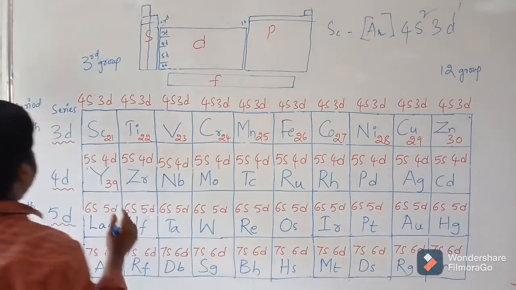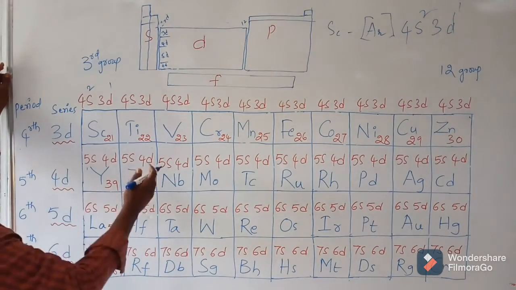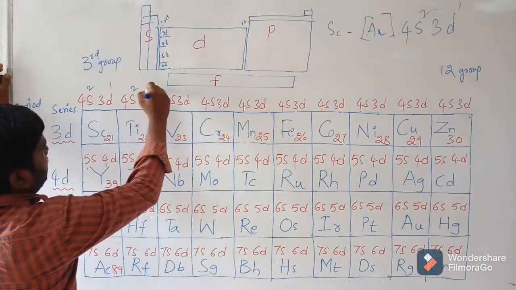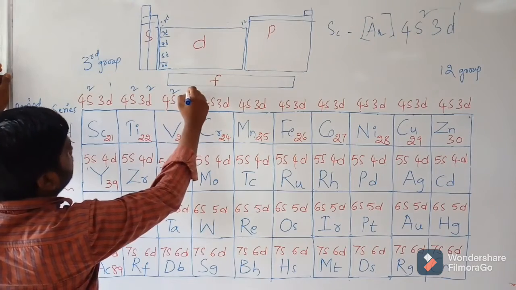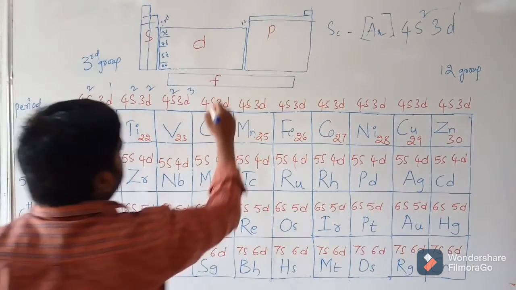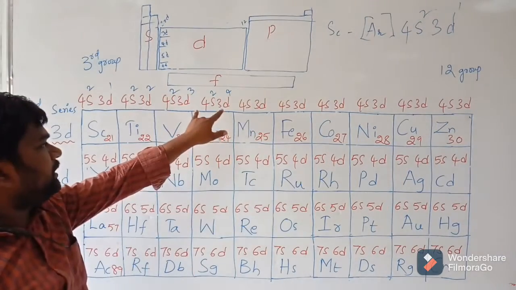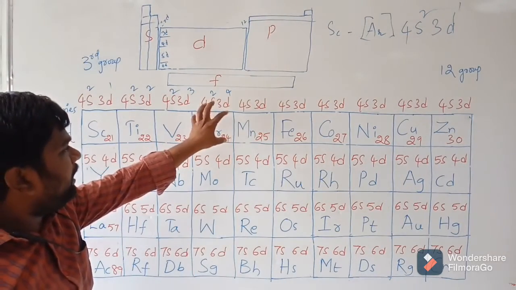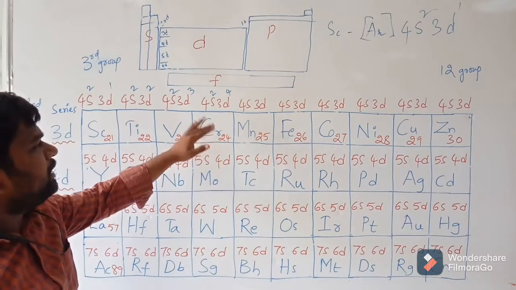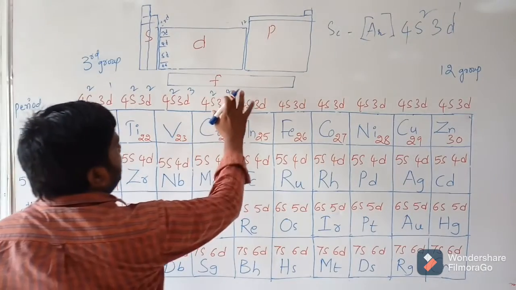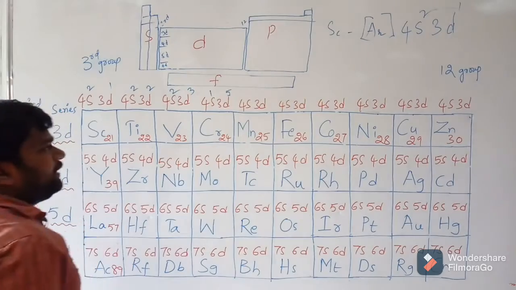We fill the electrons like this: 4s2 3d1, and after that 4s2 3d2, next 4s2 3d3, next 4s2 3d4. But although this type of configuration could be present, the energy gap between the 4s and 3d orbitals is small, so an electron jumps from the s to the d orbital, forming the 4s1 3d5 electron configuration.